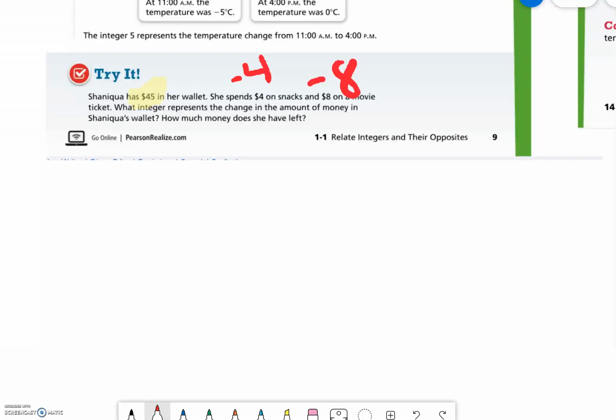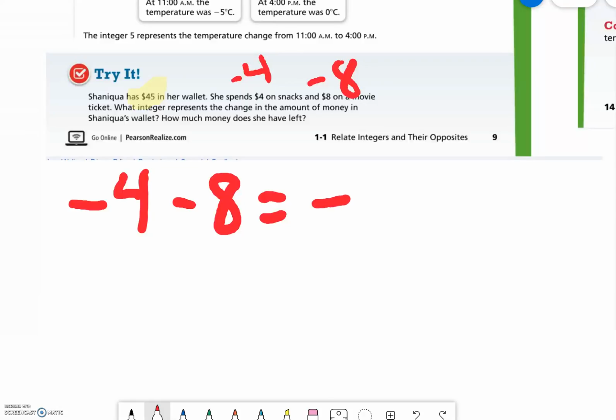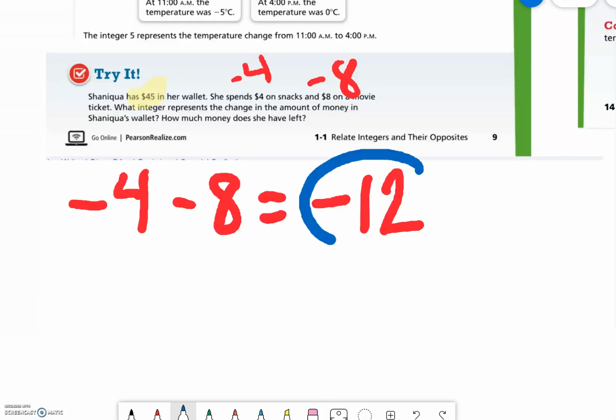What integer represents the change in the amount of money in Shaniqua's wallet, and how much money does she have left? Well, the change happens when she subtracts 4 and then subtracts 8. So if we were thinking about a number line going back 4 and back 8 more, the answer is going to be what? Positive or negative? Negative. You're going back 4 and back 8 more. So going back a total of 4 plus 8 is going to be going back 12. So this represents the total change.